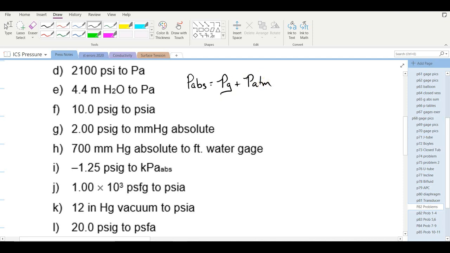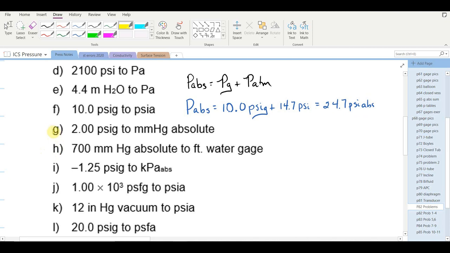So in this case, in F, P absolute will be the gauge pressure, which is given as 10.0 psi gauge, and then atmospheric is 14.7 psi, that's atmospheric, for a total of 24.7 psi absolute.